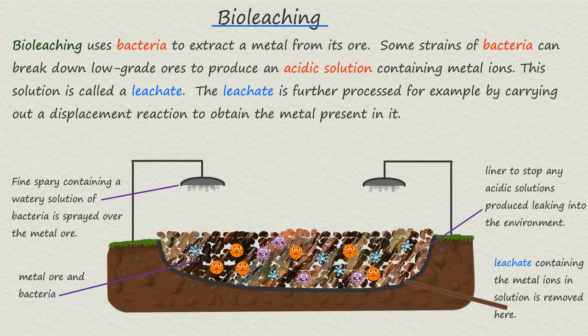The bacteria present are able to extract the metal from the ore to form an acidic solution called a leachate. This leachate solution is a solution of metal ions, and to extract the metal from the solution, a simple displacement reaction can be carried out, for example, using scrap iron to displace the metal, or alternatively, an electrolysis experiment can be carried out to produce the metal.